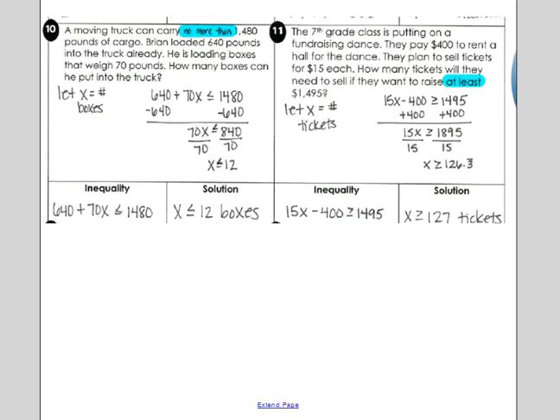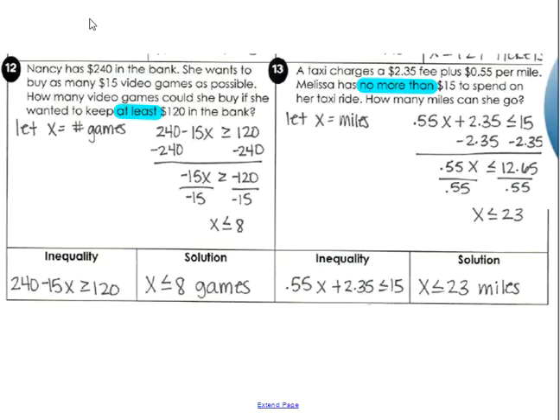All right, in number 12, you should have established a variable of the number of games. You should check your inequality right here, and you should check your work. This is one where we were dividing by a negative, so you should have flipped your symbol down there to establish that they can buy up to 8 games.